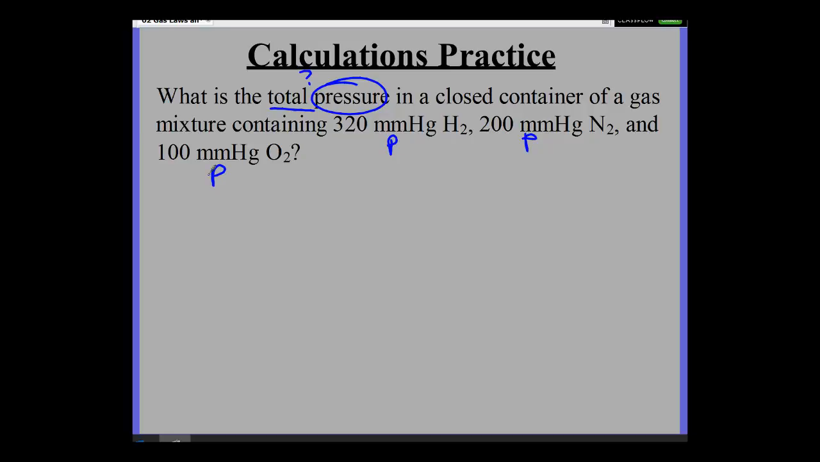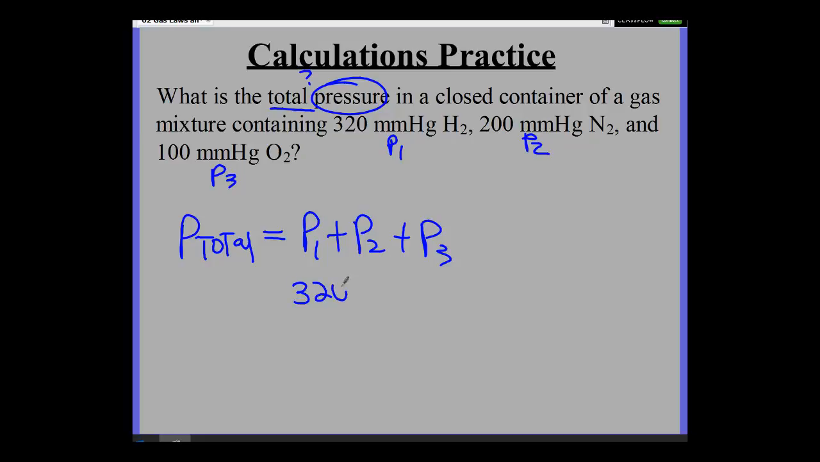So we're asked for pressure. We have nothing but pressure. So we use number 1. P total. Does it matter which one is 1, 2, and 3? Not really, because you're just adding them all together. So I add them all together. The last thing you need are units, mmHg.